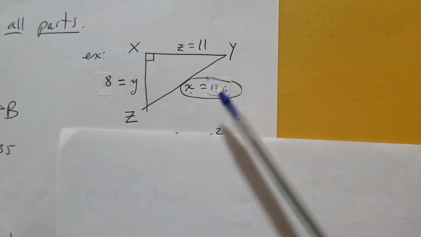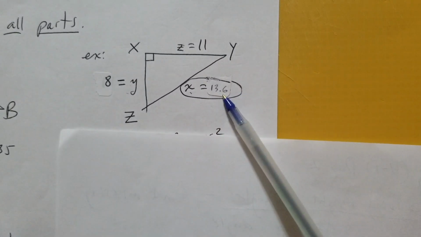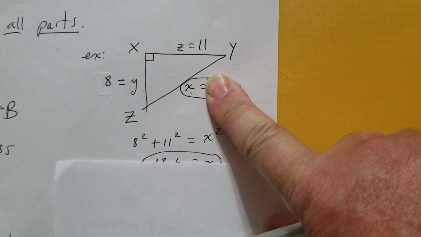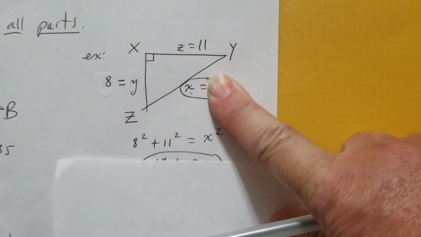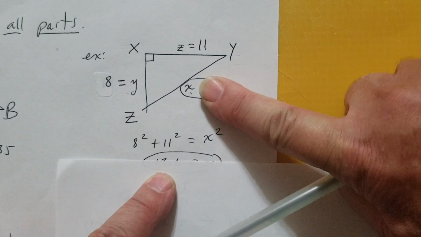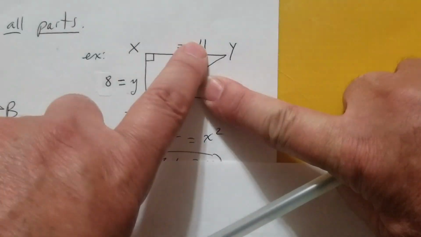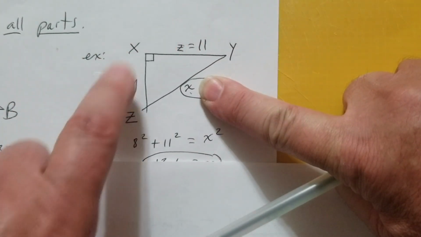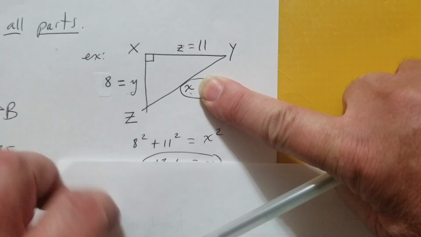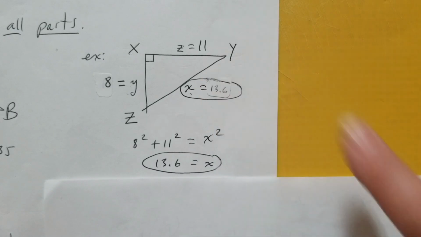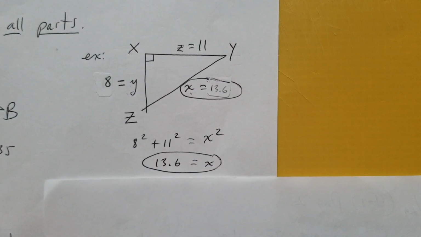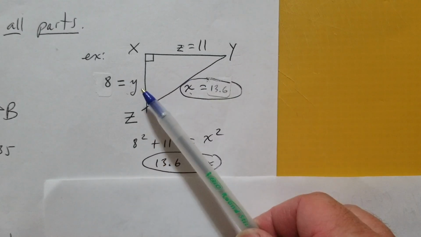13.6 was missing, and then I used a squared. If you have two sides, you can use the Pythagorean theorem, 8 squared, 11 squared, c squared, or x squared in this case. And really quick, find out what x is. It's 13.6. Now that I know that's 13.6, now I can get to the angles.